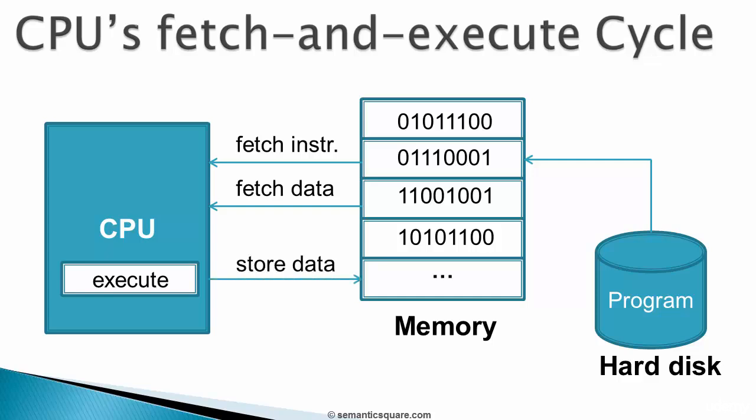Any data generated by the execution of the instruction will be written back to the memory. CPU then fetches the next instruction and executes it. So this cycle continues until all of the instructions in the program are executed. So that's basically the CPU's fetch and execute lifecycle.